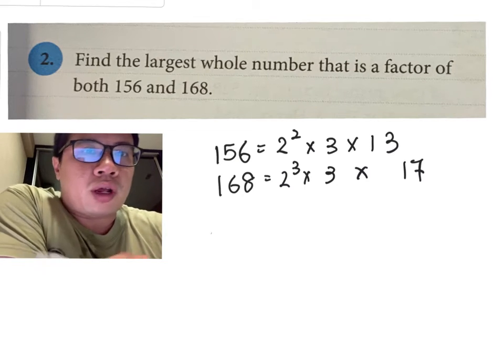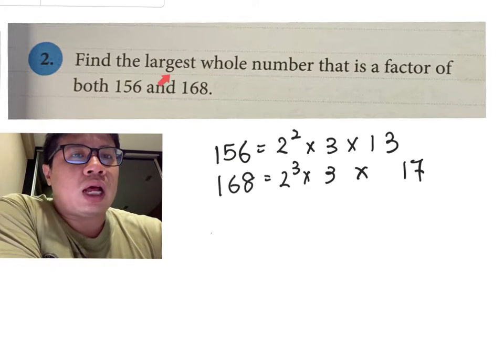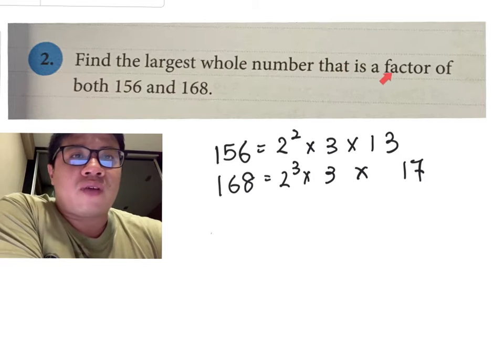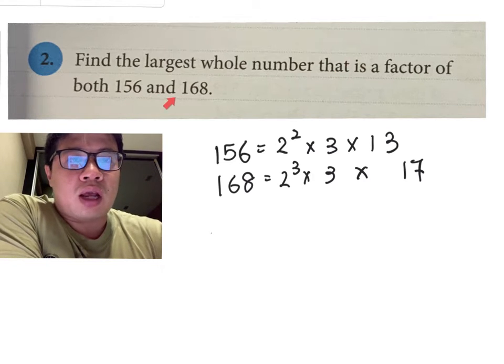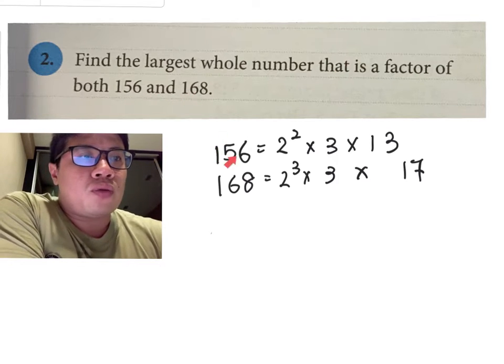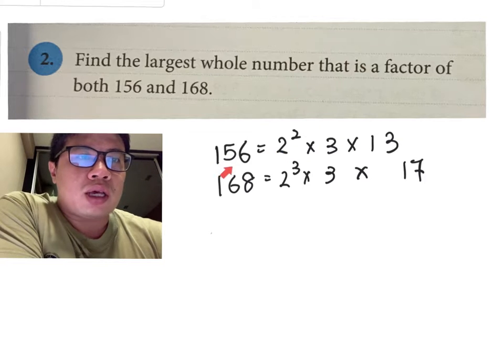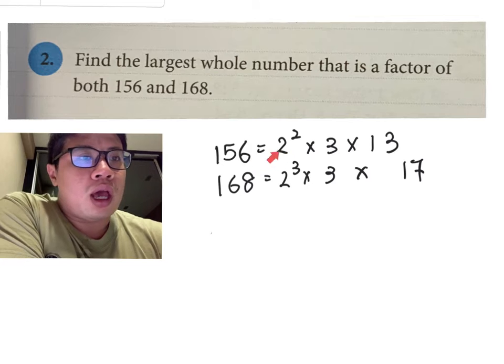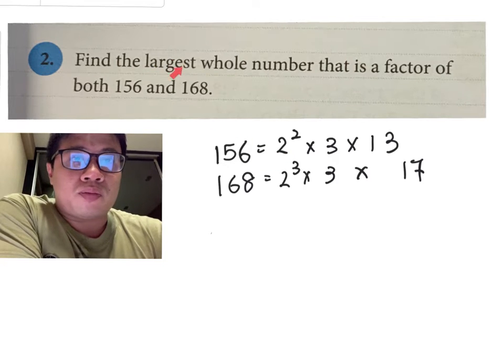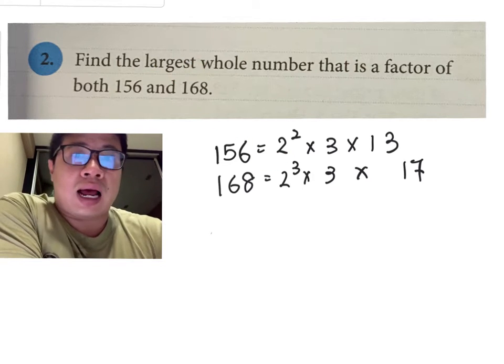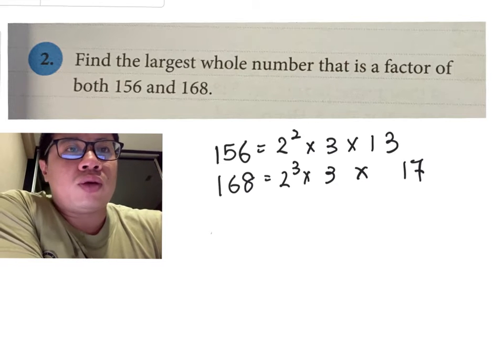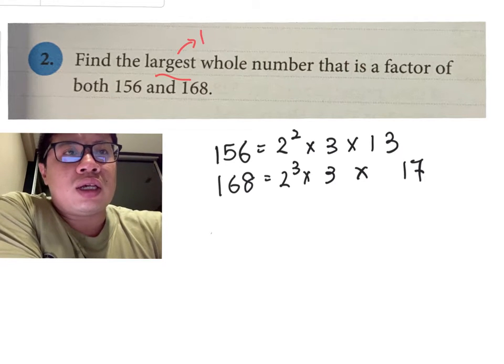So for this question, we are supposed to find the largest whole number that is a factor of both 156 and 168. If you consider these two numbers, 156 and 168, what we do is, we are basically looking at the largest. You can also think of it as the highest.